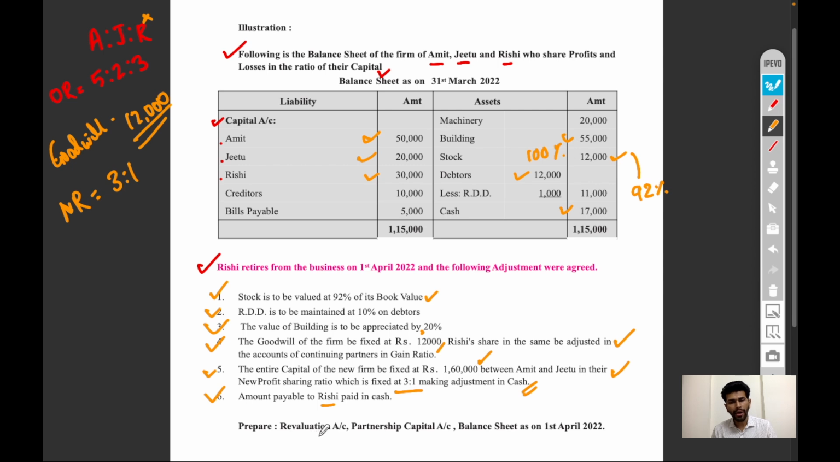Prepare revaluation account, that is profit and loss adjustment account, partners capital account, and balance sheet as on 1st April 2022. The given balance sheet is as on 31st March 2022. That is the old balance sheet. We have to prepare the new balance sheet as on 1st April 2022. So old ratio is 5 to 2 to 3 and new ratio is 3 to 1. First we will calculate the gaining ratio.